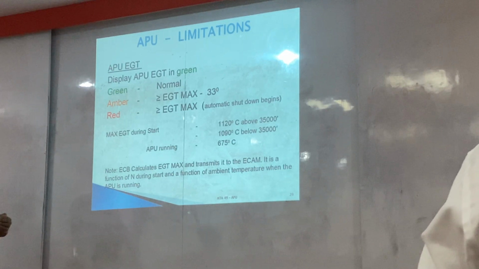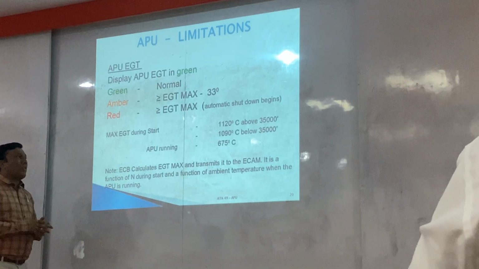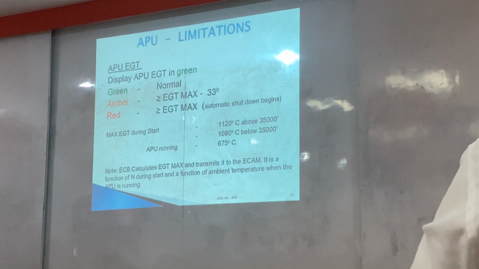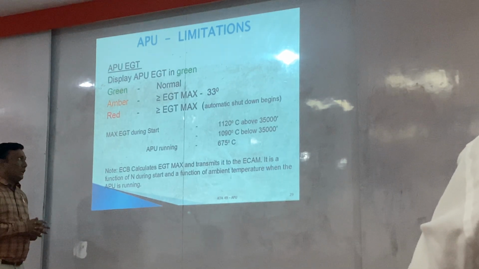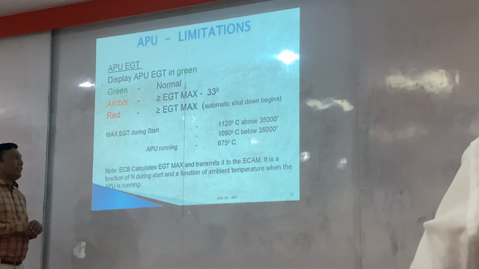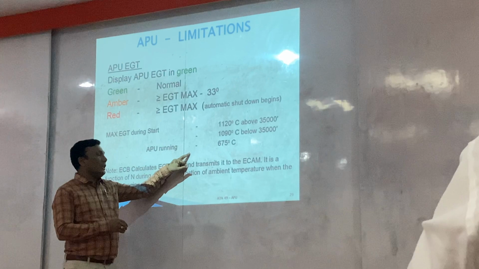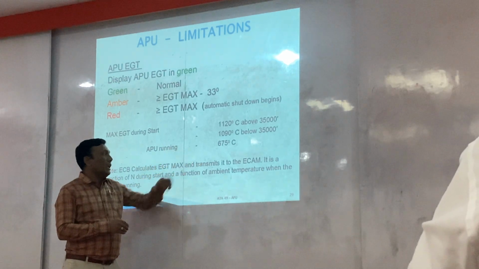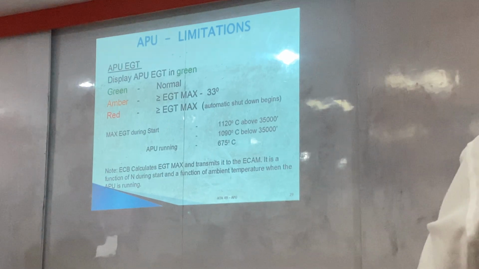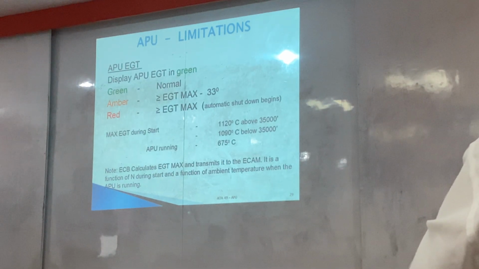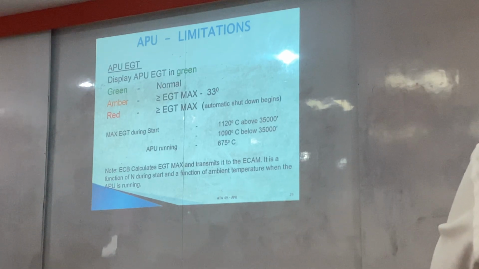Max EGT during start is 1120 degrees centigrade above 35,000 feet and 1090 degrees centigrade below 35,000 feet. The max EGT when the APU is running is 675 degrees centigrade.